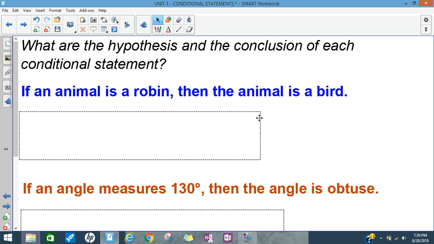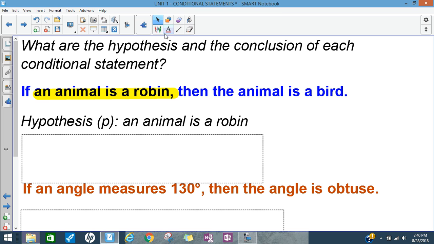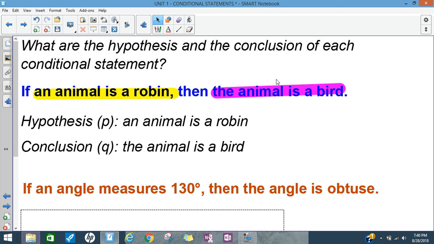So in this conditional statement, we want to identify the hypothesis. That is all the stuff that comes between if and then. So the hypothesis is an animal is a robin. And the conclusion is everything that goes after the word then. The animal is a bird. And again, the hypothesis we call P, the conclusion we call Q.